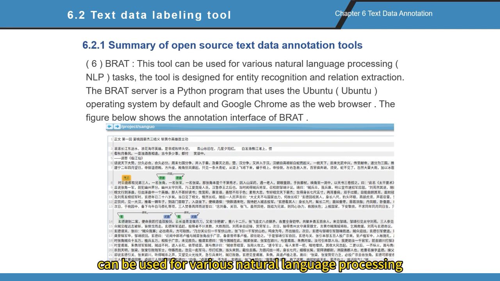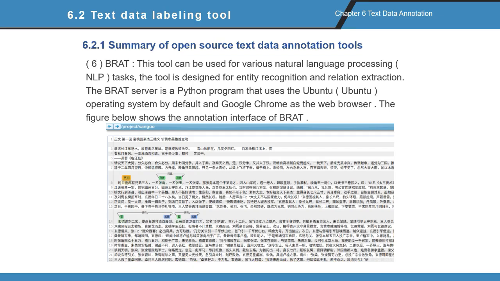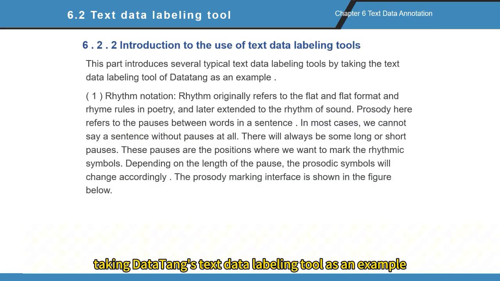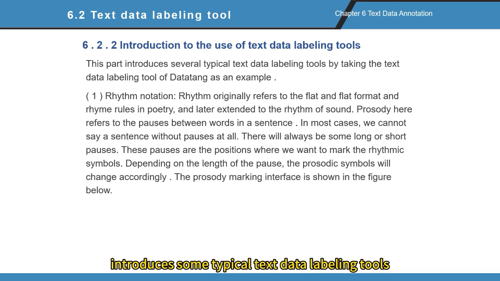BRAT can be used for various natural language processing tasks, mainly for entity recognition and relation extraction. The BRAT server is a Python program, usually using the Ubuntu operating system and Google Chrome as the web browser. Taking Datatong's text data labeling tool as an example, this part introduces some typical text data labeling tools.